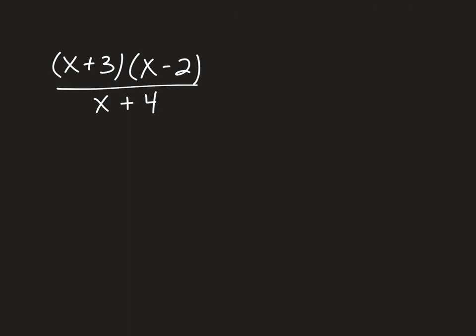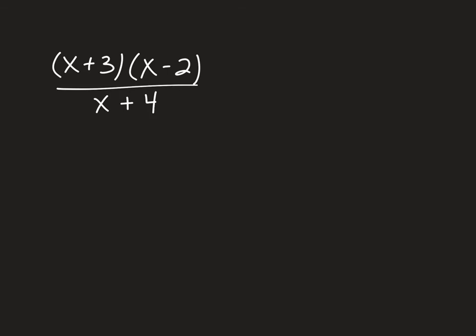Okay, let's do another example here. And this time, I'm just going to go ahead and keep it in factored form. When we take a look at this, I have x plus 3 and x minus 2 on top, and I'm going to divide by x plus 4. So we can see that there's nothing that's going to cancel. There's not really a good way to simplify this.